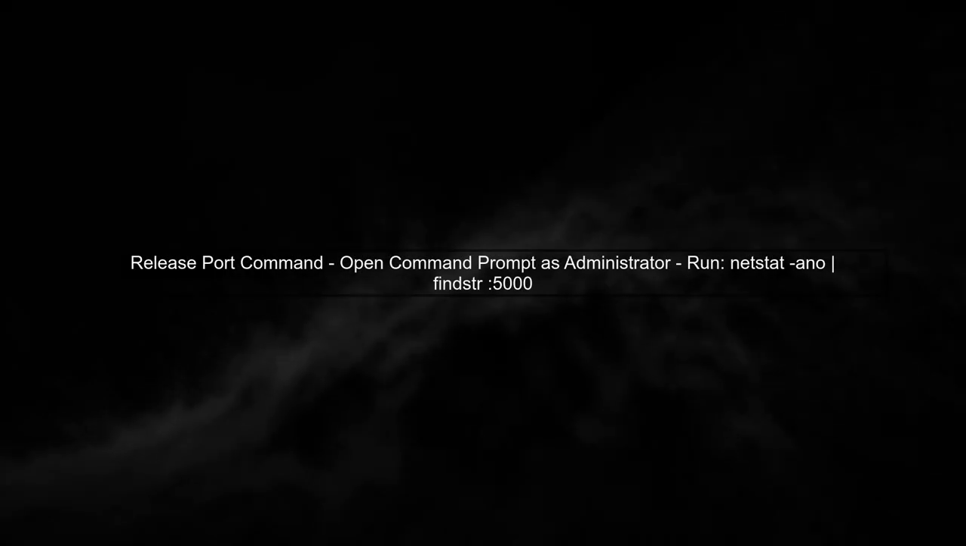To resolve this without rebooting, you can try releasing the port manually. Open a command prompt with administrative privileges and run the command netstat -no | find "5000". This will show you which process is using the port. Once you identify the PID using port 5000, you can terminate that process using the command taskkill /PID <PID> /f, replacing <PID> with the actual number you found.